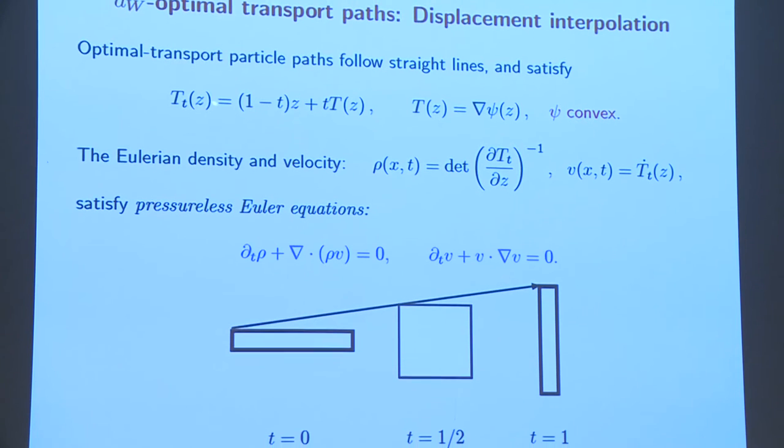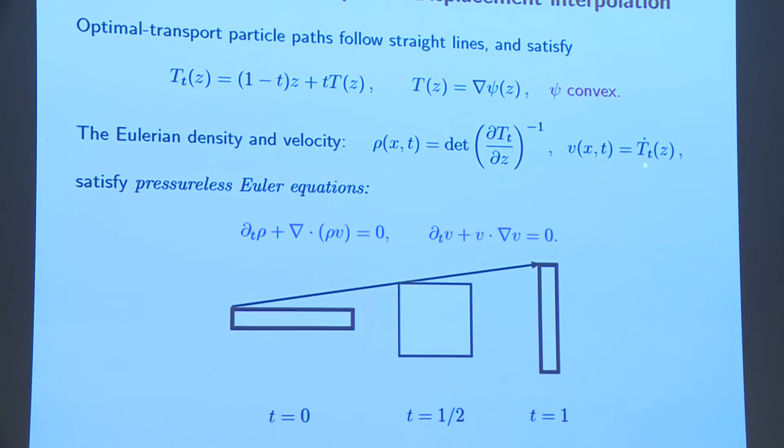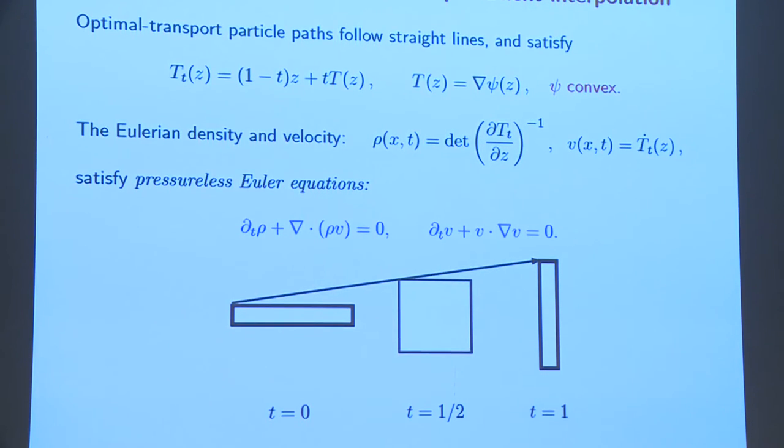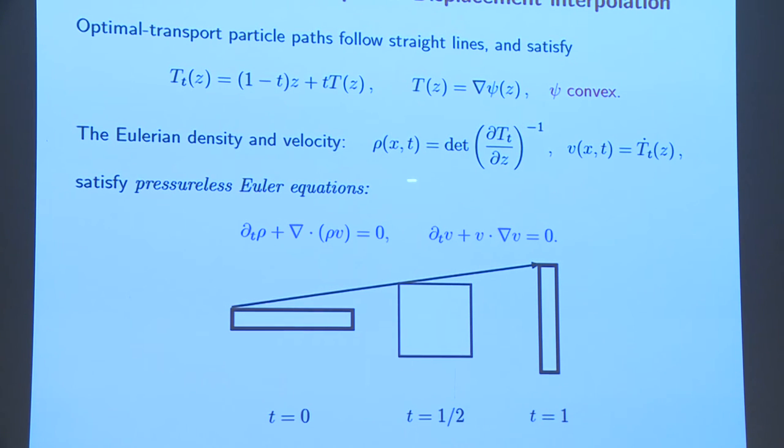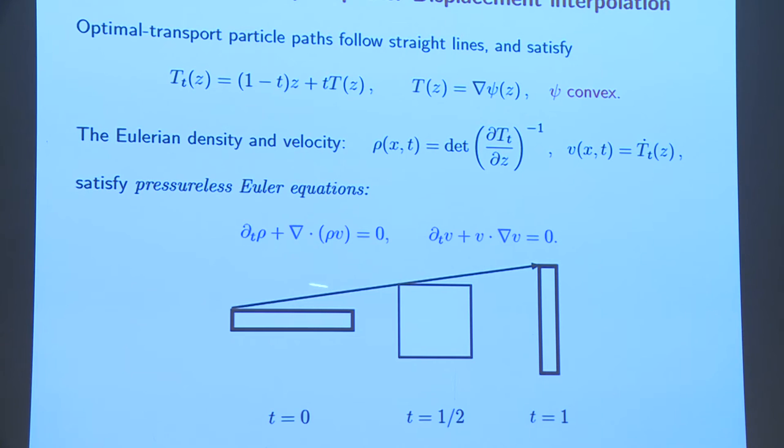And the velocity along straight line transport is constant along particle paths. So that means that the system rho, v satisfies the pressureless Euler equation. So density is transported by continuity. Velocity is advected by the Eulerian flow, with no pressure.